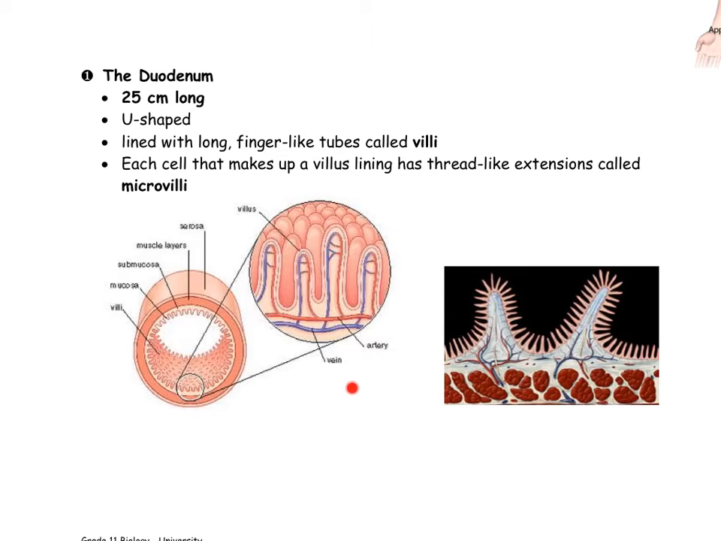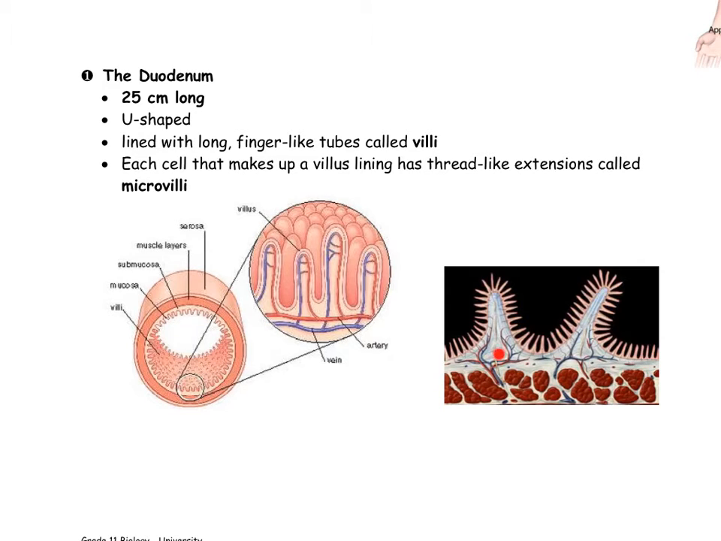So notice when we look in, we can see that there is both a vein and artery system connected to each individual villus, and that's just again to maximize our nutrient absorption through the walls of the small intestine. And this is true, by the way, for all of the small intestine, not just the duodenum.